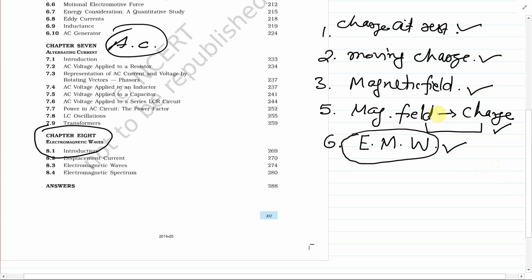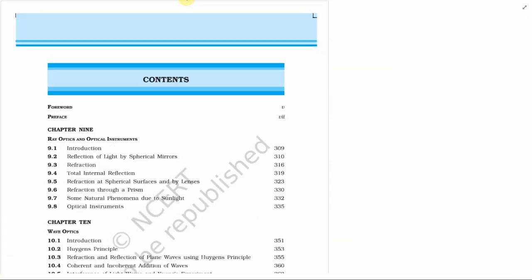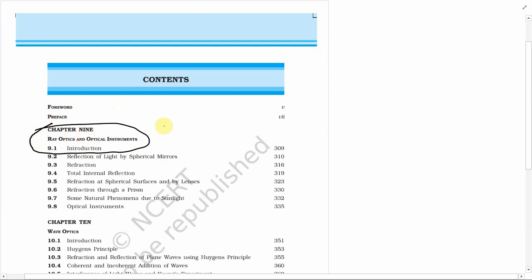So let us see the remaining part of the story, which is continued from the second part of the book. Here, we have the second part of the book. Here in this book, the first chapter you see is ray optics and optical instruments. By seeing the name, you may not guess how it is the continuation of the story. But let me tell you that this chapter deals with the optical instruments and ray optics.